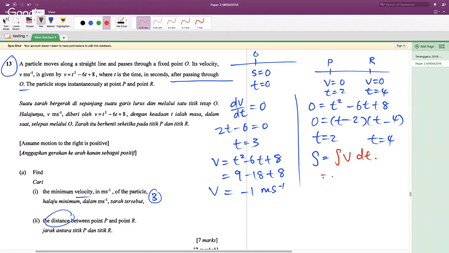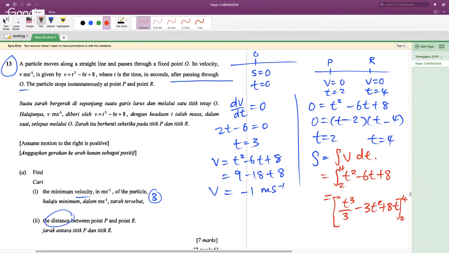All right, so I am going to integrate V. Integrate t squared minus 6t plus 8. Since I know it's 2 and 4, I'm going to substitute in the 2 and 4 here. So therefore, I will get something that looks like this. Okay, it just doesn't let me write. Okay, it's come back to normal. t cubed over 3 minus 3t squared plus 8t. This is after I simplify.